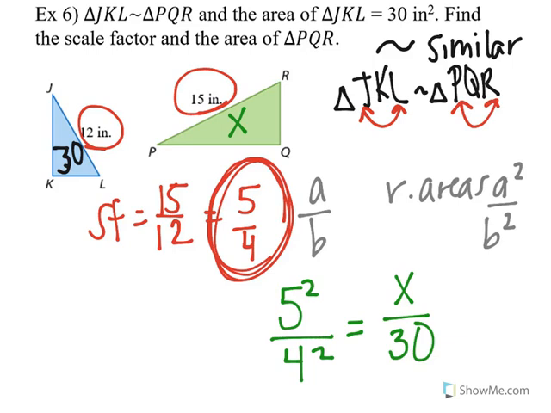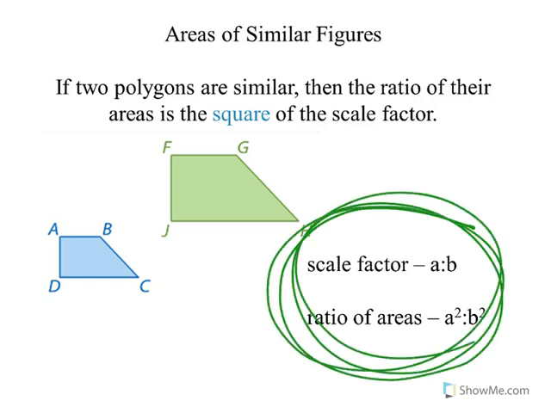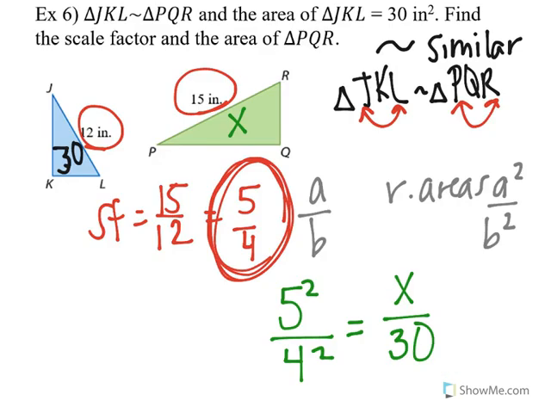So we're referring directly to this formula that says if my scale factor is A to B, my ratio of areas is A squared to B squared. So 5 squared to 4 squared is equal to X over 30. Watch the order you go in. When I wrote my scale factor, I went from PQR to JKL, so when I wrote my area, I went from PQR to JKL. And all you're going to do is simplify and solve this. So I'm going to solve this to the left, change my color.